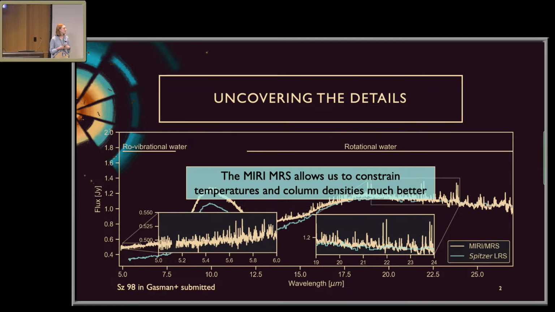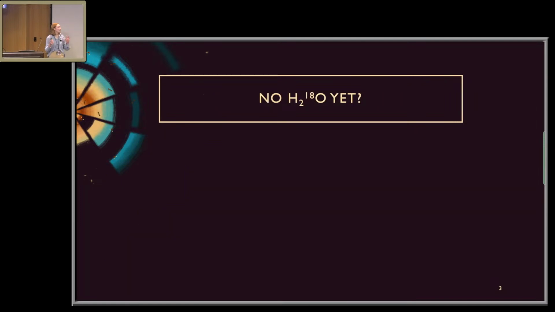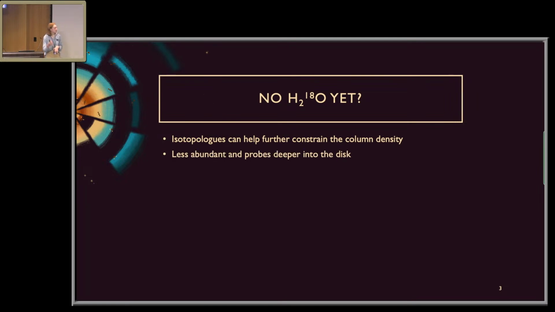There's one other thing that I needed to mention. So Sierra also showed us that for CO2, the detection of the isotopolog gives us a lot of unexpected information about the column density, it being much higher than we thought from Spitzer. So for water, this would be H2 18O. And this would also help us constrain the column density of water much better, as it is less abundant and it probes deeper into the disk.